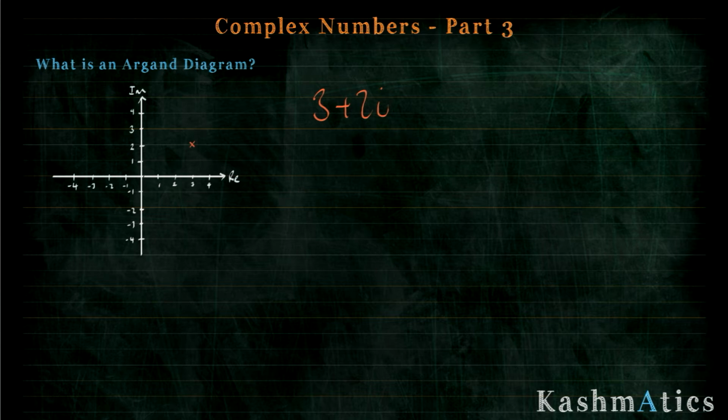The way to represent it on an Argand diagram is to draw a line from the origin to that point. I've not really drawn that very well, but hopefully you understand what I'm trying to say. So any complex number, let's say z is equal to a plus bi, can be represented using the vector (a, b), and that vector is from the origin.